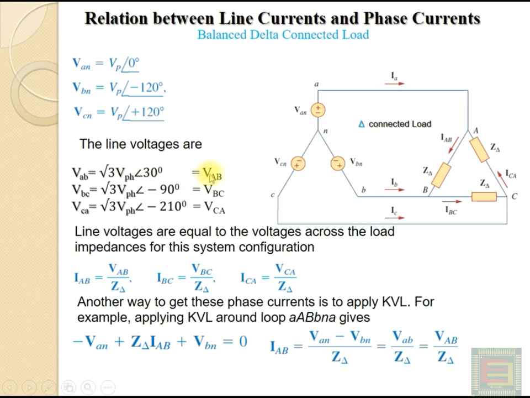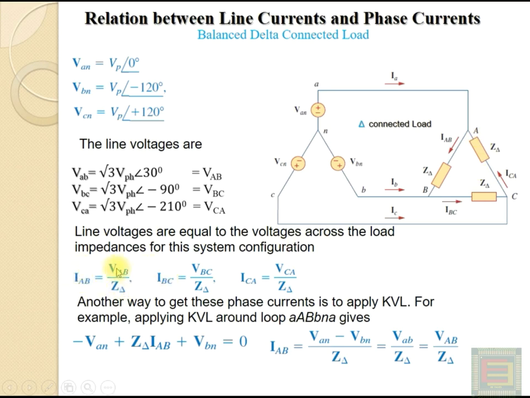If you consider this as a reference phasor, VBC is lagging with respect to VAB by an angle of 120 degrees, and VCA is lagging with respect to VAB by an angle of 240 degrees. Here you can see that the phase current IAB is given by VAB by Z delta, and in case of a balanced delta connected load, Z delta, or the branch impedance, will be the same in all the branches. So, IAB will be given by VAB divided by Z delta in phasor form.